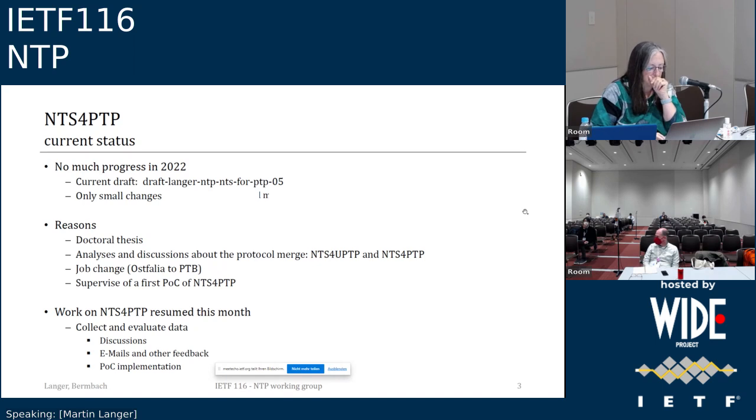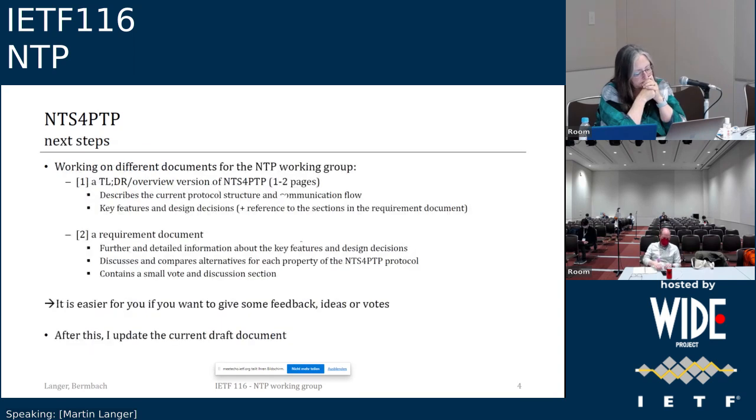As of this month, I work on NTS for PTP again, and I'm currently consolidating all the documents, mails, and feedback to push the content further. And what is the next step? I know nobody has time to read 70 pages of a draft document, and therefore I plan to prepare two documents for the NTP working group.